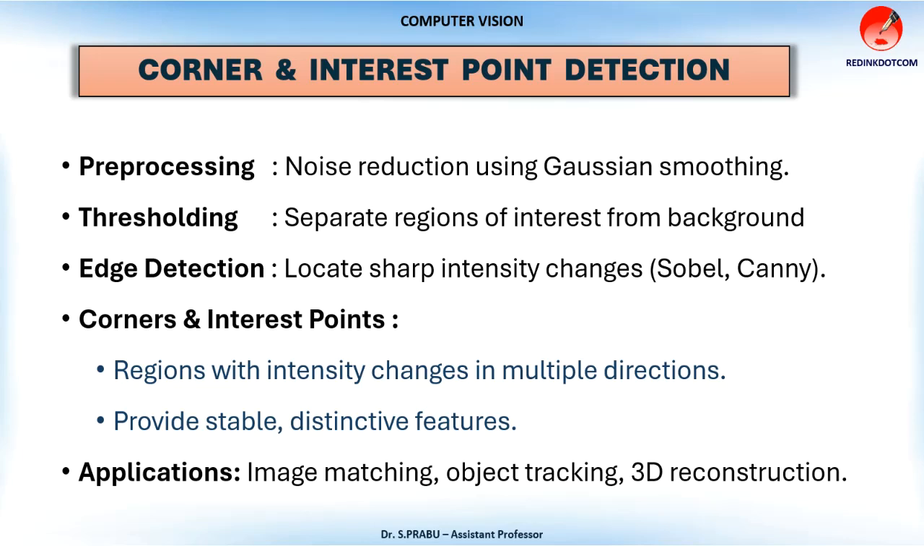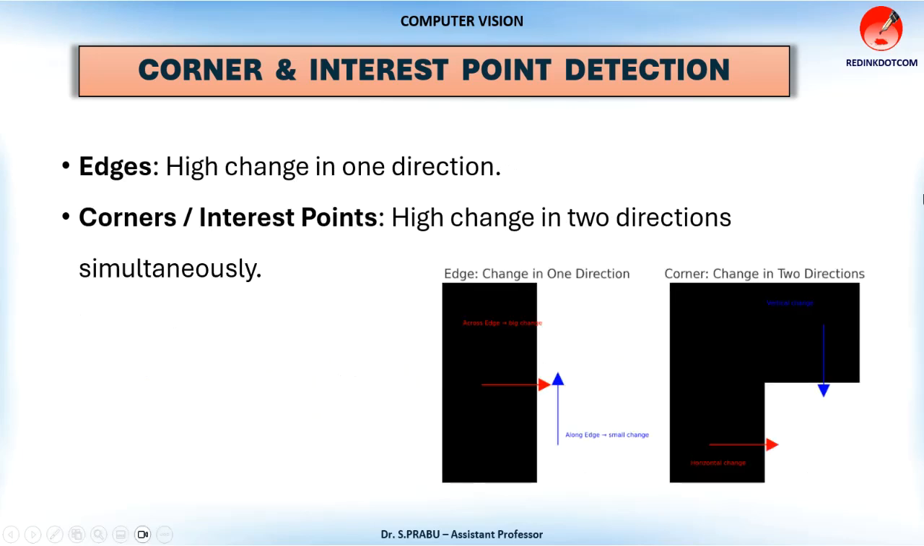These are special regions where intensity changes in multiple directions. Such points are stable, repeatable, and distinctive, making them very useful for analysis. Finally, we apply these techniques in various applications such as image matching, object tracking, and even 3D reconstruction. In simple words, edges are high change in one direction, either horizontal or vertical, but corners and interest points are high change in two directions simultaneously.